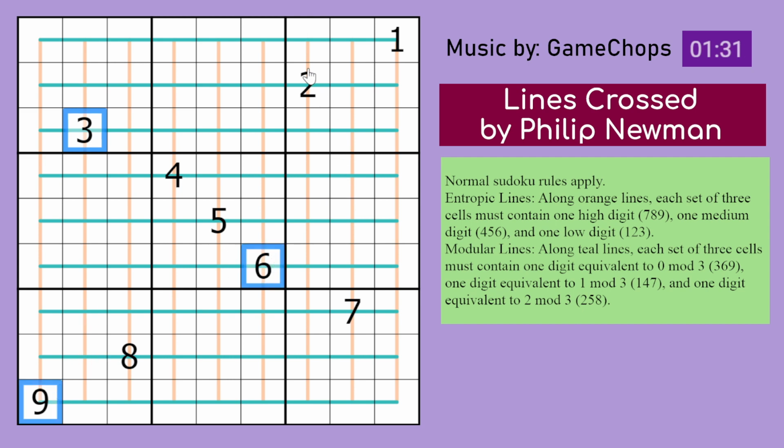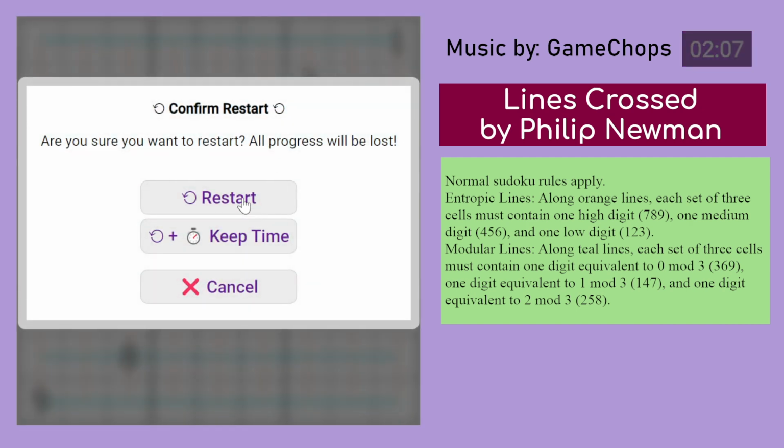And from the digits 1 to 9, you can get 3 digits that are of 0 mod 3, 3 digits that are of 2 mod 3, and 3 digits that are of 1 mod 3. And so, for each teal line, any 3 adjacent cells must contain 1 from each type of mod 3. So for example, if that cell was a 2 mod 3, then because there's a 0 mod 3 here, and a 2 mod 3 here, this must be 1 mod 3, which would be a 1 or a 7. So yeah, those are all the rules. With that, let us see if we can solve this entire set of puzzles.